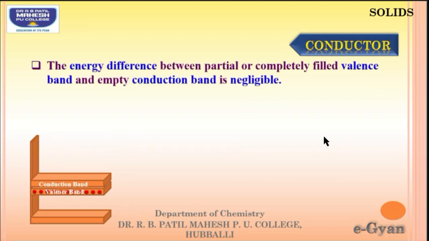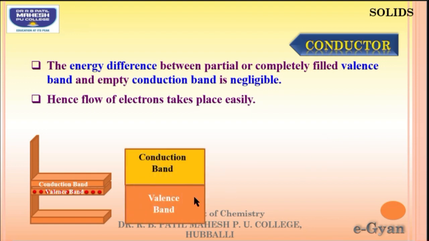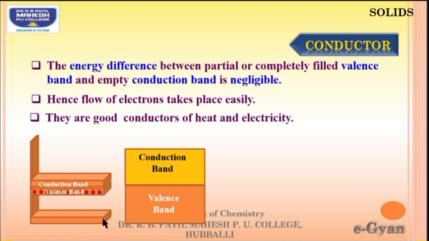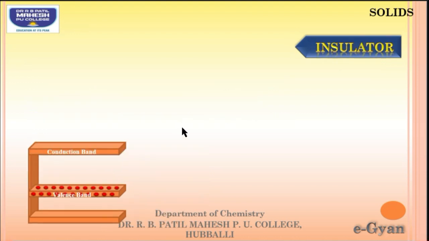Let me start with the conductors. The energy difference between the partially or completely filled valence band and the empty conduction band is negligible, or we can say it is almost 0. Hence, the electron flow will take place very easily. The valence band and the conduction band are almost attached to each other. Hence, the electrons from the valence band can easily go to the conduction band. They will easily conduct electricity and heat, and they are known as conductors.